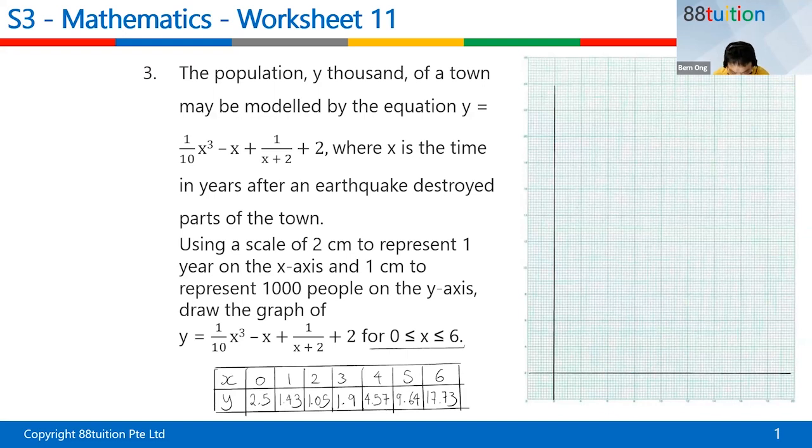Okay, from 0 to 6. The question says the x-axis is 2 cm to represent 1 unit. So this is 0, and 2 cm here is 1, 2, 3, 4, 5, 6. Okay, and the y-axis represents the number of thousands of people.